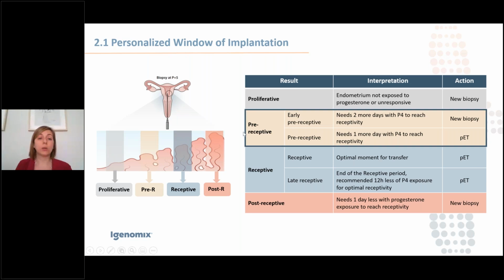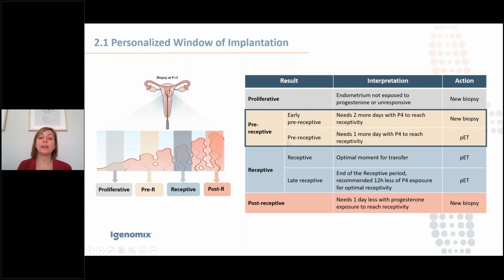Another possibility is that we find that the endometrium is pre-receptive. Then we have two options. It could be early pre-receptive, which means that the endometrium needs 2 more days with progesterone exposure to reach receptivity. In these cases, we will need a new biopsy 2 days later. This is, if the first biopsy was collected at P+5, then the recommended biopsy will be at P+7.